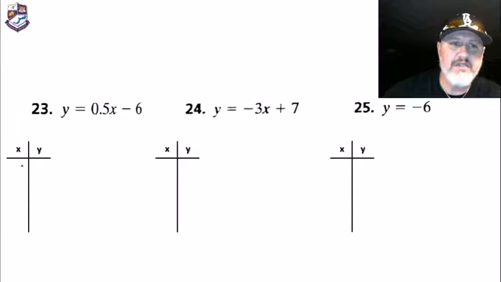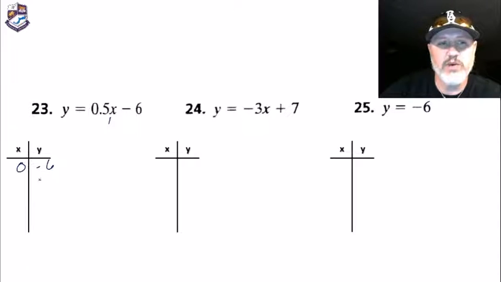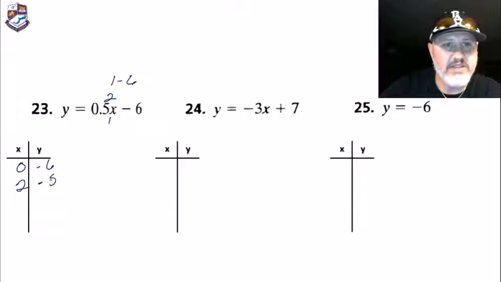Here, if I use 0, that's always good. 0 cancels, I'm going to get negative 6. But if I pick 1, 1 times a half is a half, and I don't want to deal with halves. So this is where we're going to work smart, and I'm going to use the number 2, because half of 2 is just 1. And I'd rather do 1 minus 6 than a half minus 6. So 1 minus 6 is negative 5. Gotta love the whole numbers.